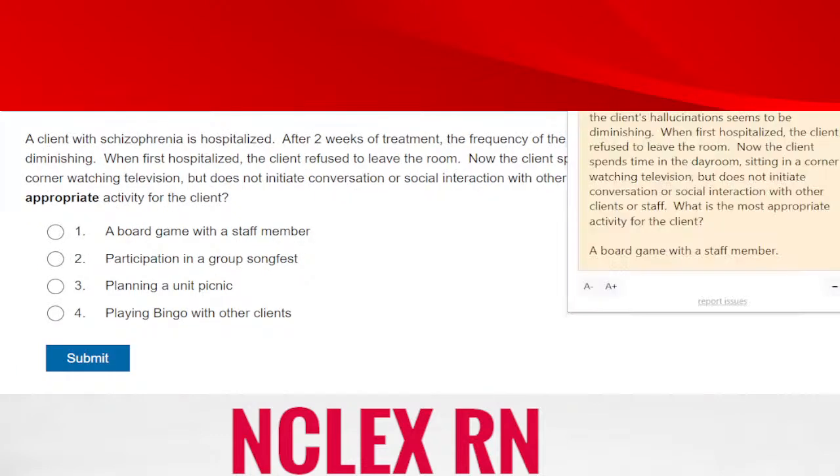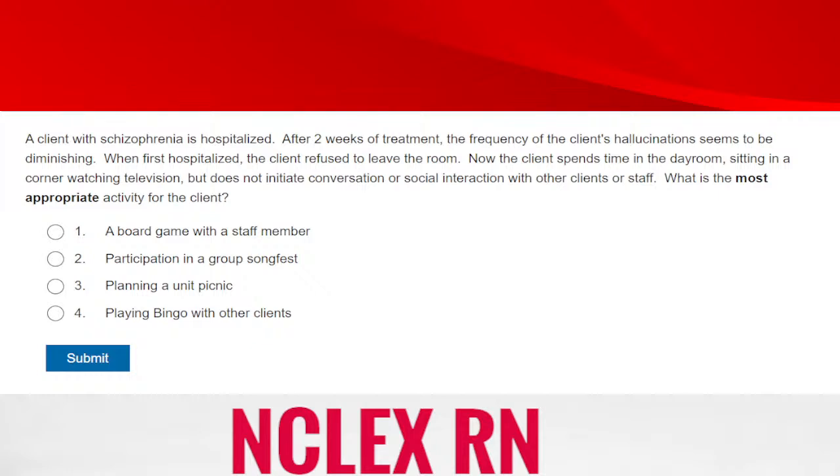A client with schizophrenia is hospitalized. After 2 weeks of treatment, the frequency of the client's hallucinations seems to be diminishing. When first hospitalized, the client refused to leave the room. Now the client spends time in the day room, sitting in a corner watching television, but does not initiate conversation or social interaction with other clients or staff. What is the most appropriate activity for the client?